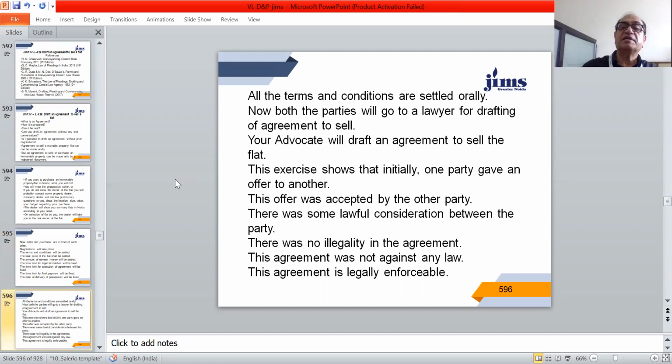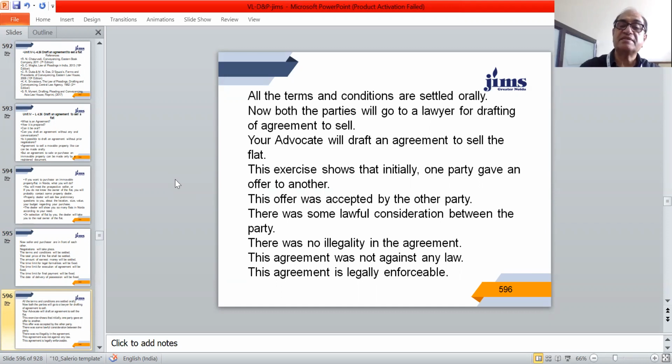When all the terms and conditions are settled orally, now both the parties will go to a lawyer like you, requesting you for drafting of an agreement to sell. Then your advocate will draft an agreement to sell the flat. Now you are the advocate. Dear students, you are the advocate. You are going to draft an agreement to sell.